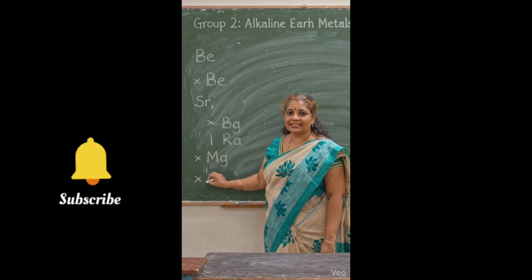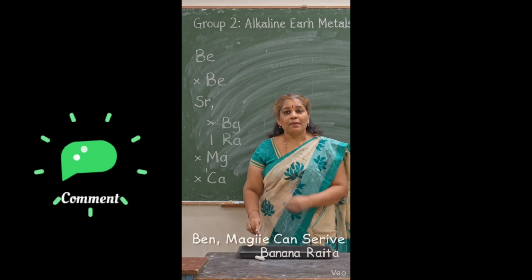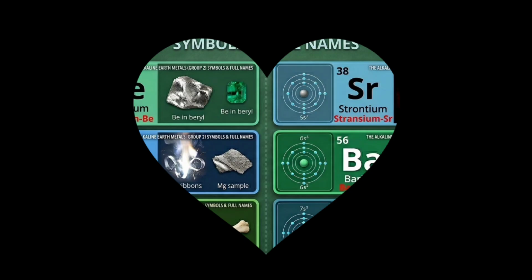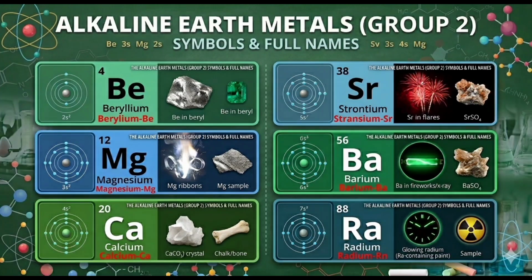Group 2. Beryllium, magnesium, calcium, strontium, barium, radium. These are alkaline earth metals. We can learn them very easily by using one sentence. Ben, Maggie can serve banana raita.